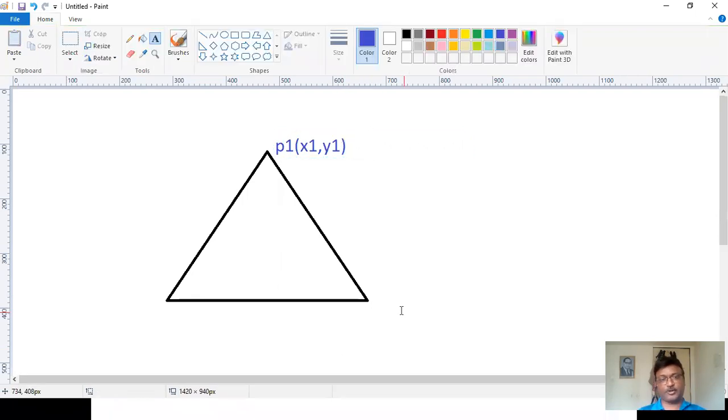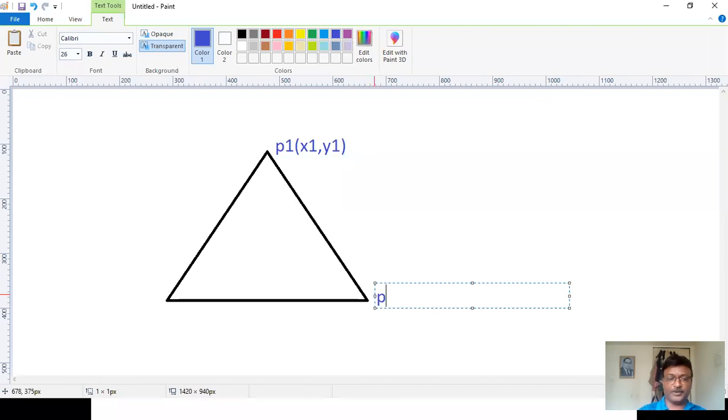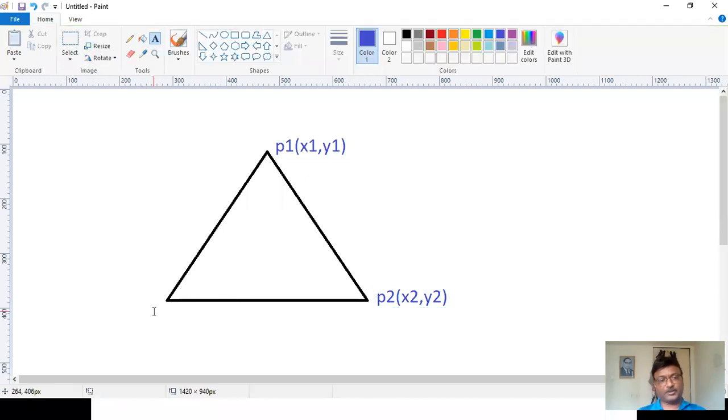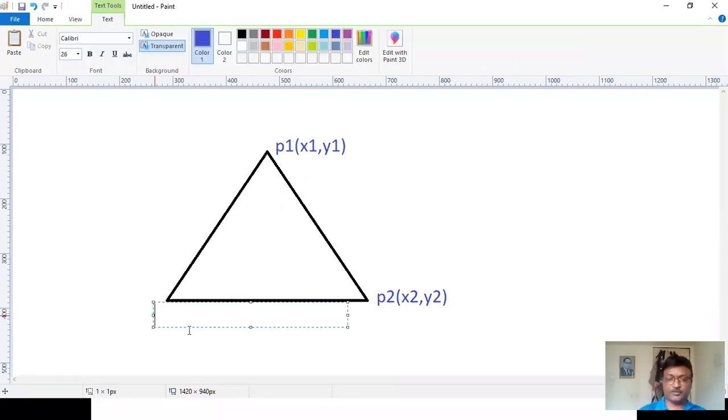This is my second point. So what is my second point? P2. P2 is what? x2 comma y2. Now P3. Here I have considered the P3. P3 is what? x3 comma y3.